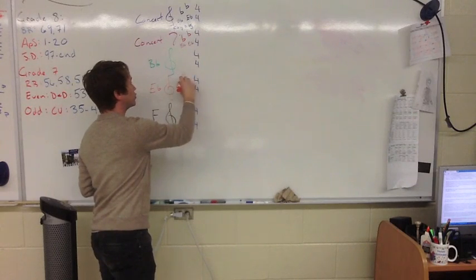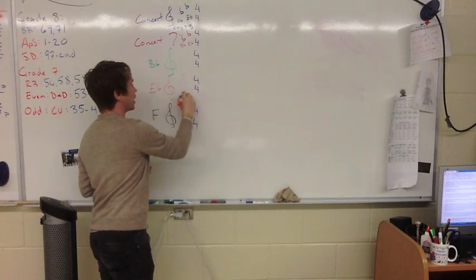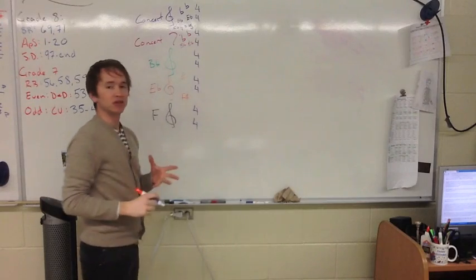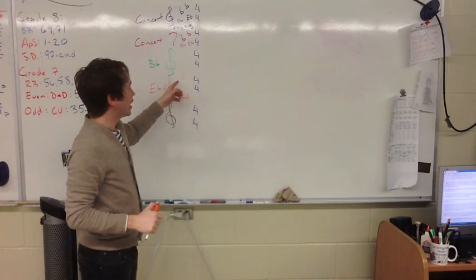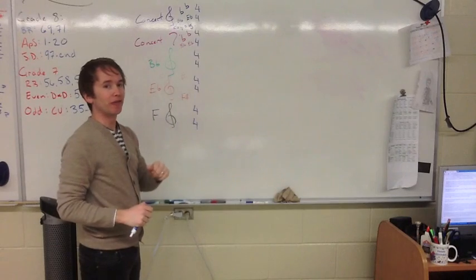Alto saxophone, E flat instruments, baritone saxophone as well. We see 1 sharp, and the first sharp is always F sharp. Now, something that students find confusing is that the sharp symbol is drawn up on the 5th line.